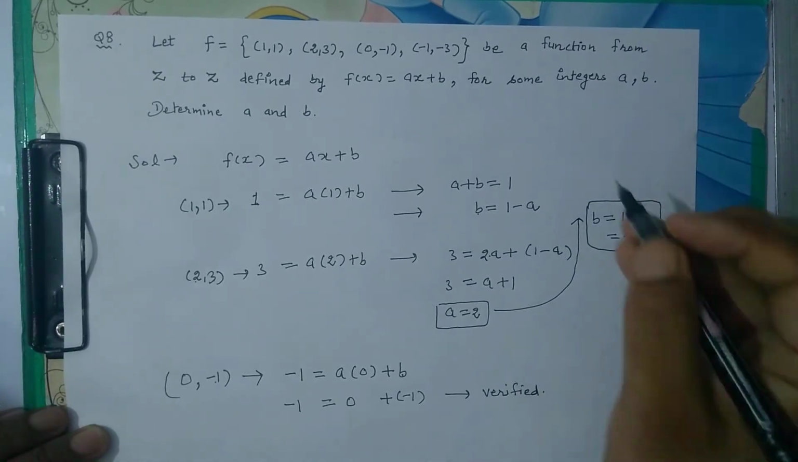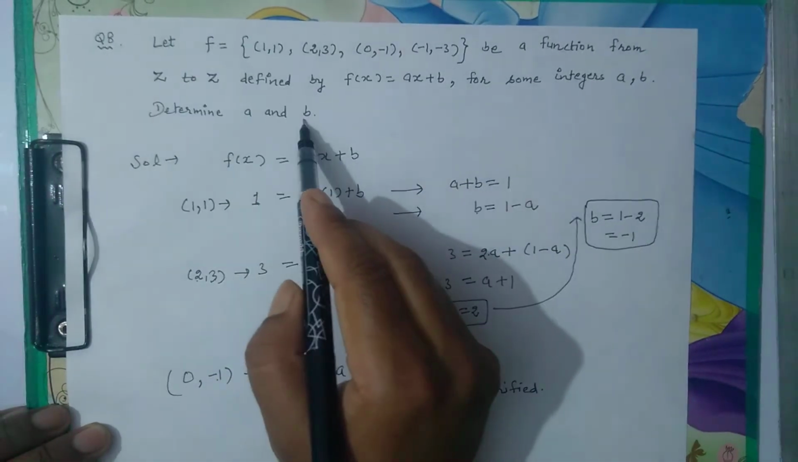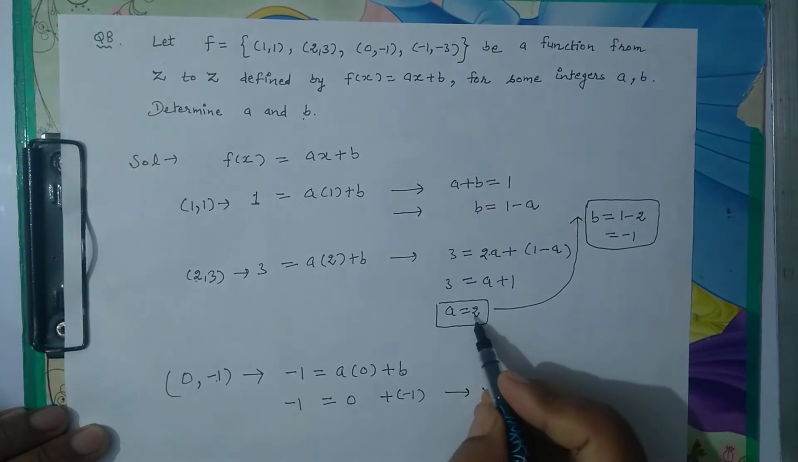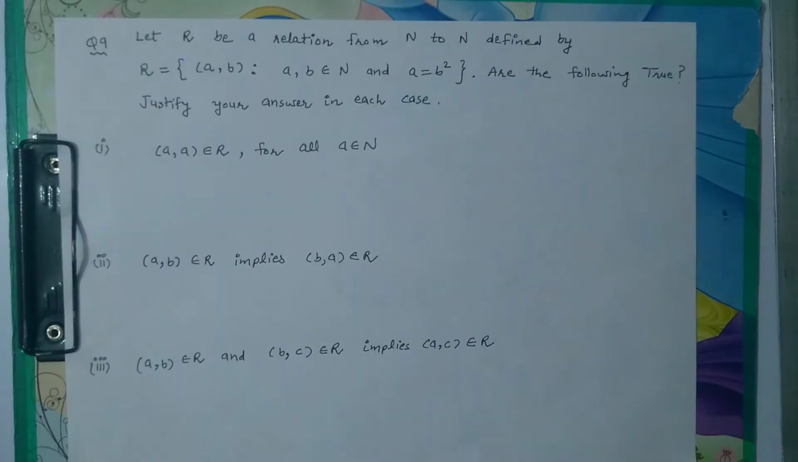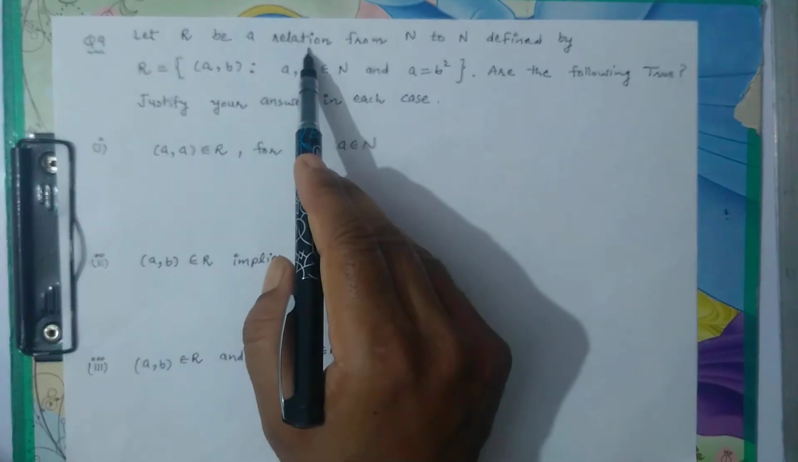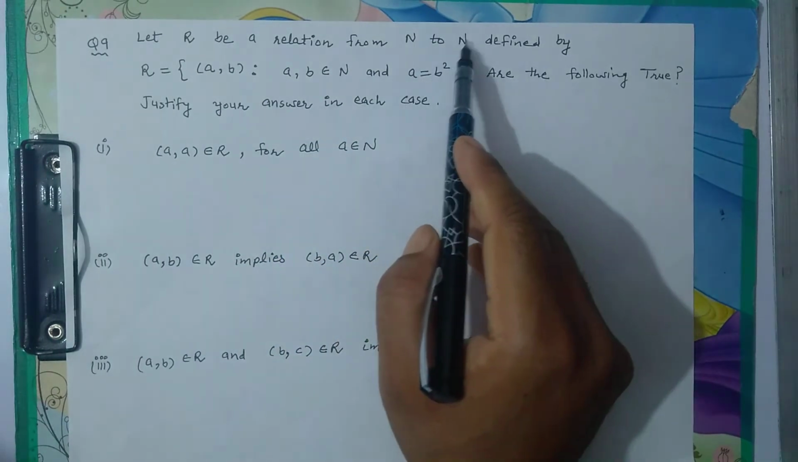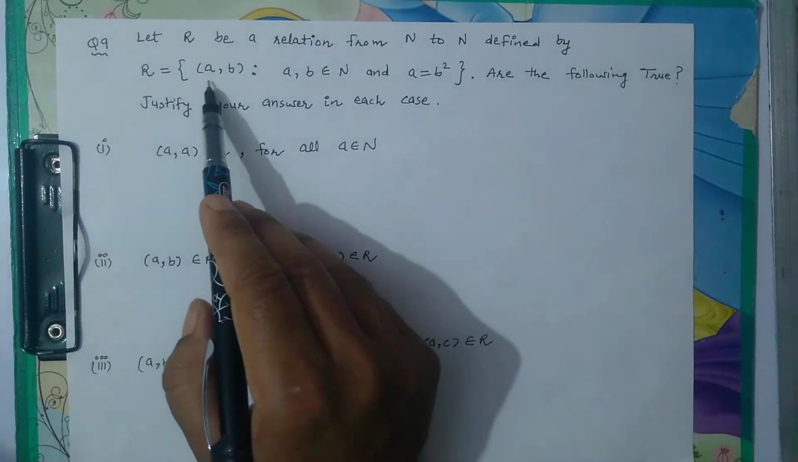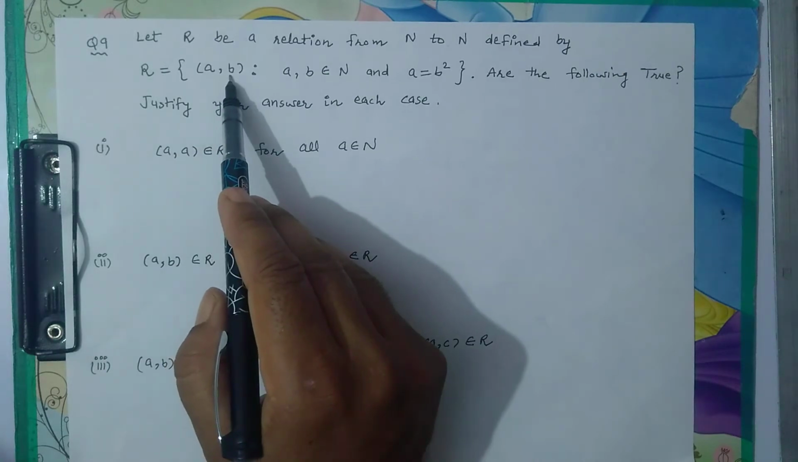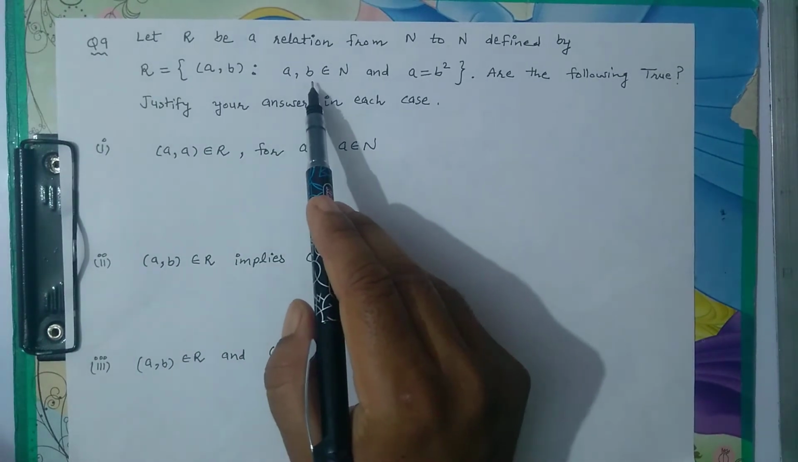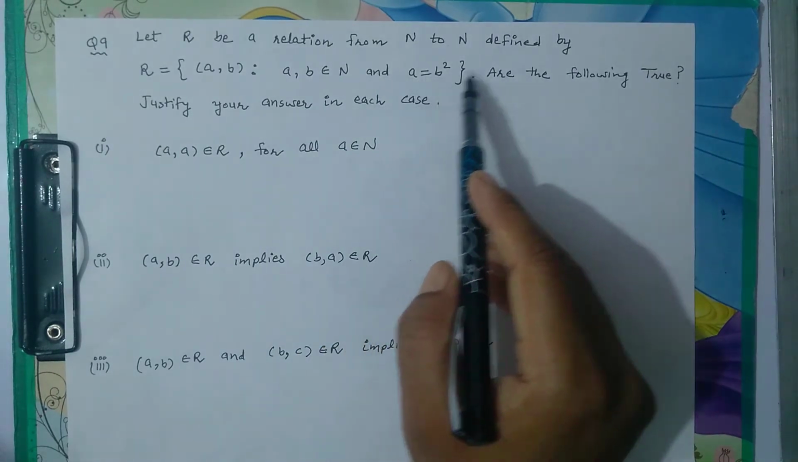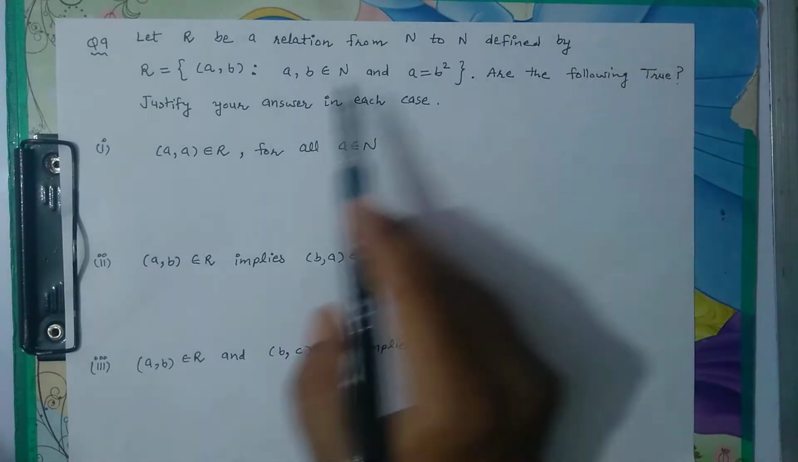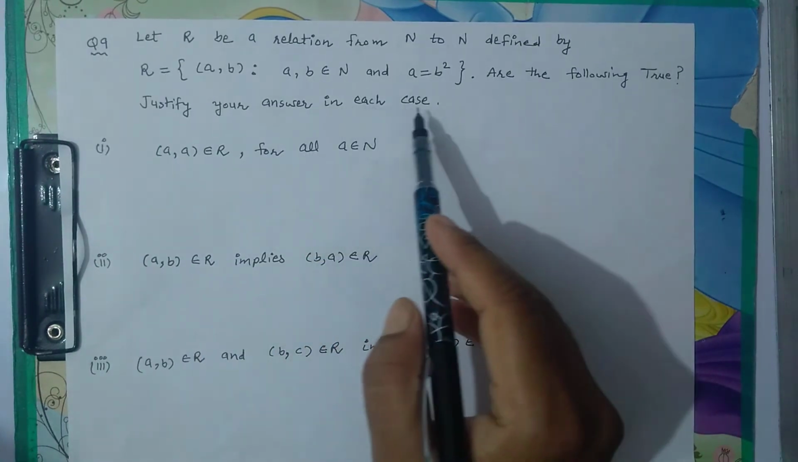So according to the question, determine a and b. The value of a is 2, the value of b is minus 1. Our next question is: let R be a relation from N to N defined by R = {(a, b) such that a, b belong to N and a = b²}. Are the following true? Justify your answer in each case.